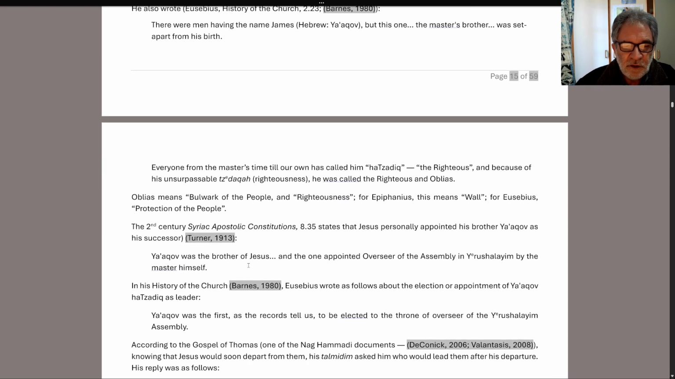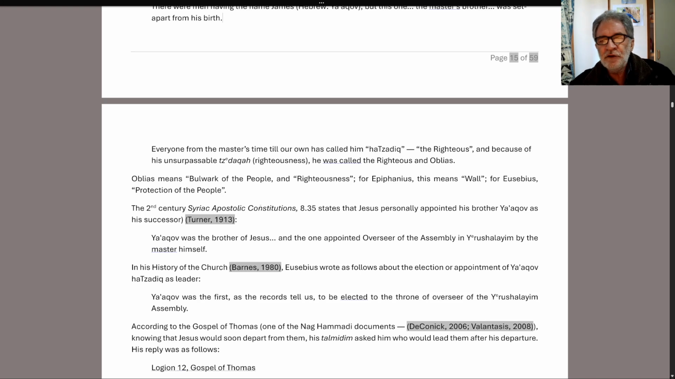Okay, the second century Syriac Apostolic Constitution states that Jesus personally appointed his brother Yaakov as his successor. Yaakov was the brother of Jesus and the one appointed overseer of a kahal, an assembly in Jerusalem, by the master himself. In his History of the Church, Eusebius writes as follows about the appointment of Yaakov Hatzadik as the leader. Yaakov was the first, as the records tell us, to be elected to the throne of overseer of the Jerusalem assembly.